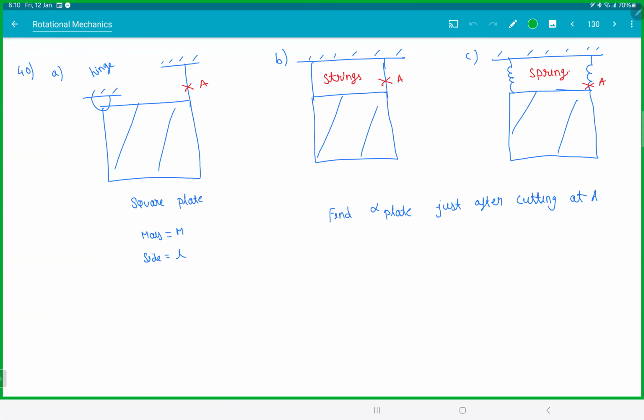What about the springs? You got a minute? Springs are interesting. Let's see what will you do.